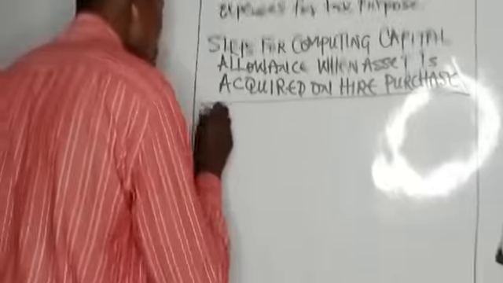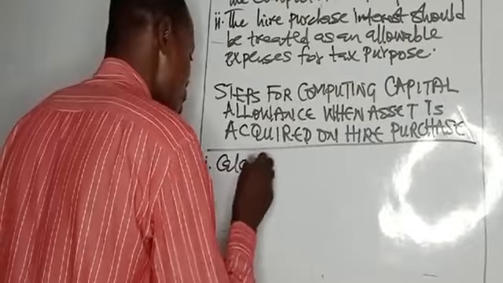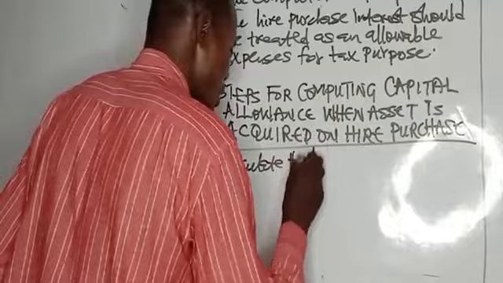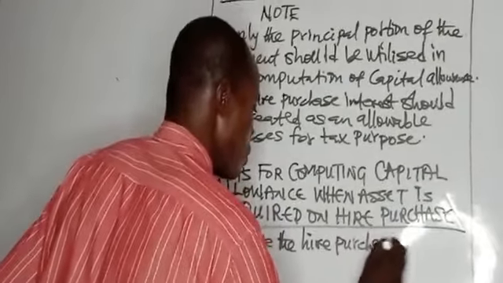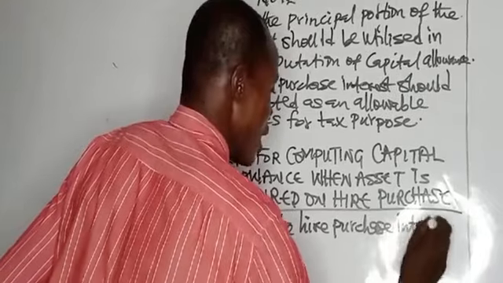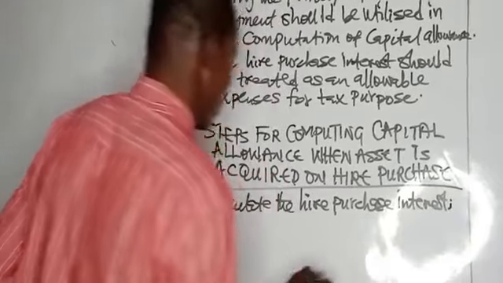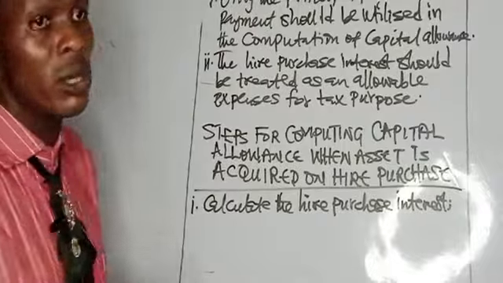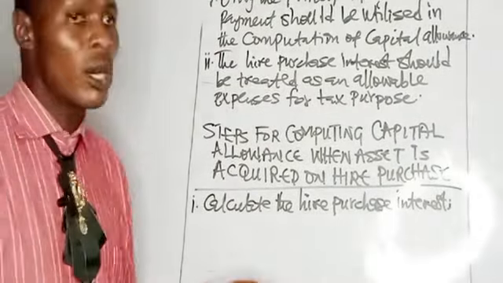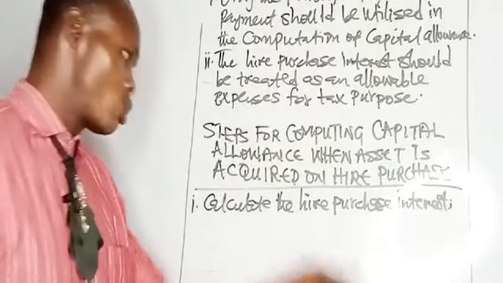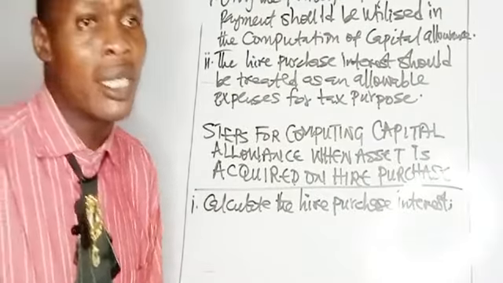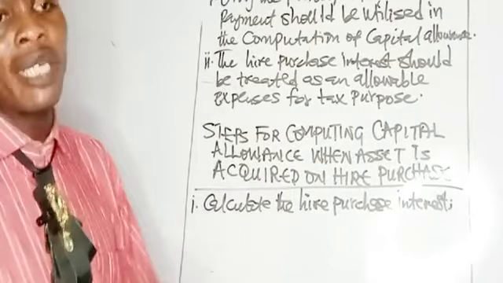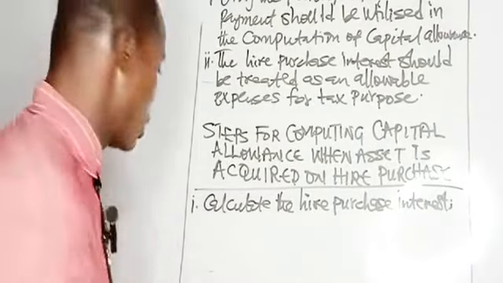Step number 1, calculate the hire purchase interest. I will still explain this in detail. There are 3 methods of calculating hire purchase interest, which I will still explain in this video. Step 2, deduct the hire purchase interest calculated above from the installment to get the principal portion.